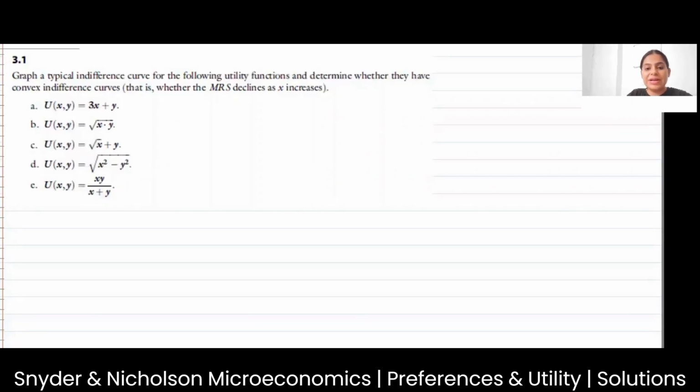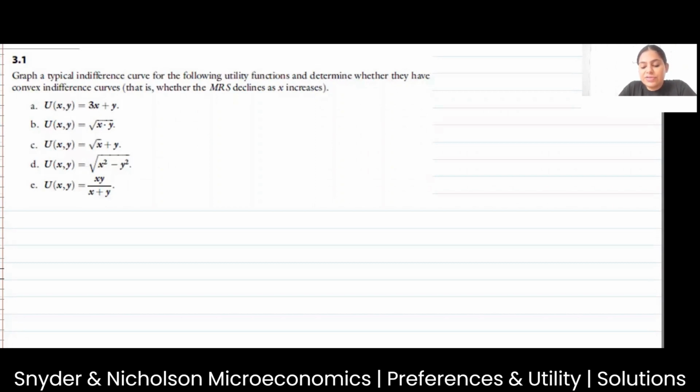We'll go ahead and take a question from Snyder and Nicholson. This is the first question from Snyder and Nicholson, and this is from chapter 3. Let's look at the question.